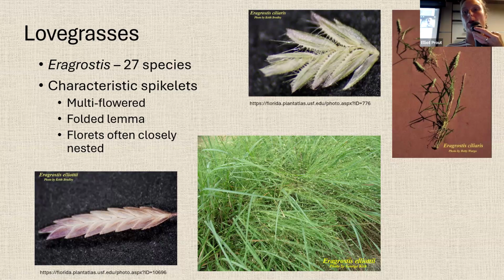Okay, so the love grasses. This is Elliott's love grass, which is one I think most of us are familiar with. We have these spikelets at the end of the inflorescence branches. And then here's another example, Eragrostis ciliaris, where the panicle is much more spicate, closed like that. All right, and the lemmas, of course, are folded, so it gives that spikelet a flattened appearance. And the spikelets are usually pretty closely nested.